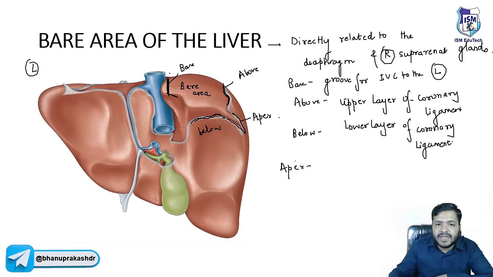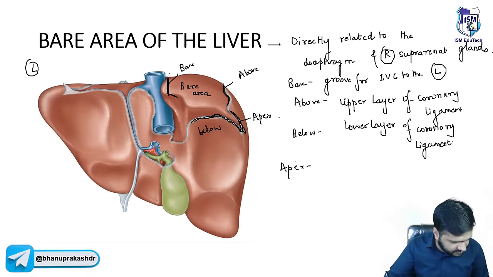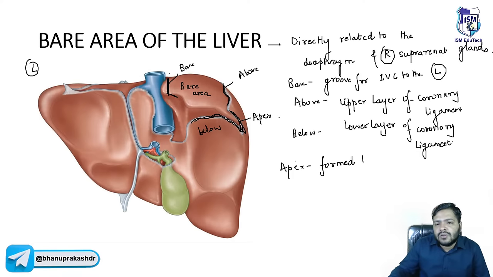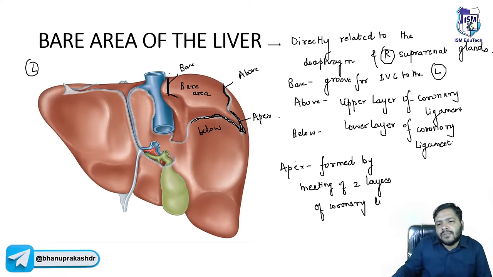meeting of these two layers. Can you see these two layers are meeting, and that is leading to the formation of the apex. It is formed by the meeting of two layers of the coronary ligament. Okay. And the apex is on which side, beta?